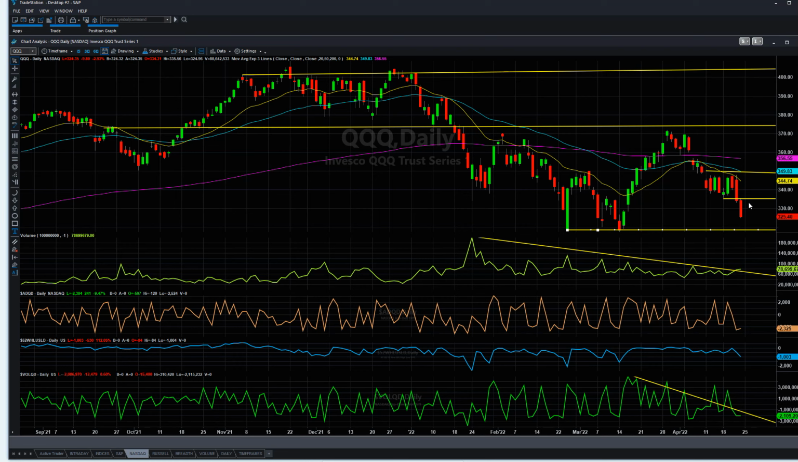So upside resistance in the Qs is now at 335. Above that is going to be about 350, and then support comes in right around this 318 level. That's going to be very important support in the Qs.